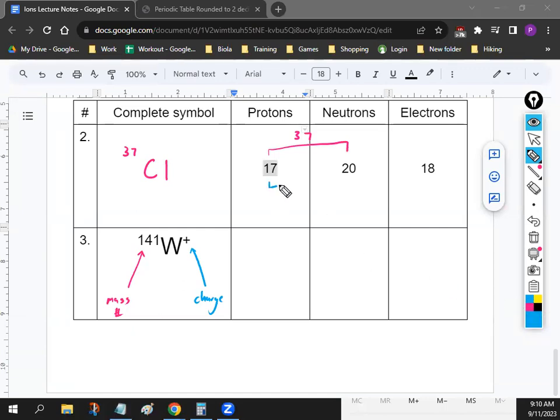And then for the charge, you just need to do protons minus electrons. So 17 minus 18 is going to give you -1. So we're just going to put a negative sign on the top right. There you go. That's going to be your complete symbol for number 2.